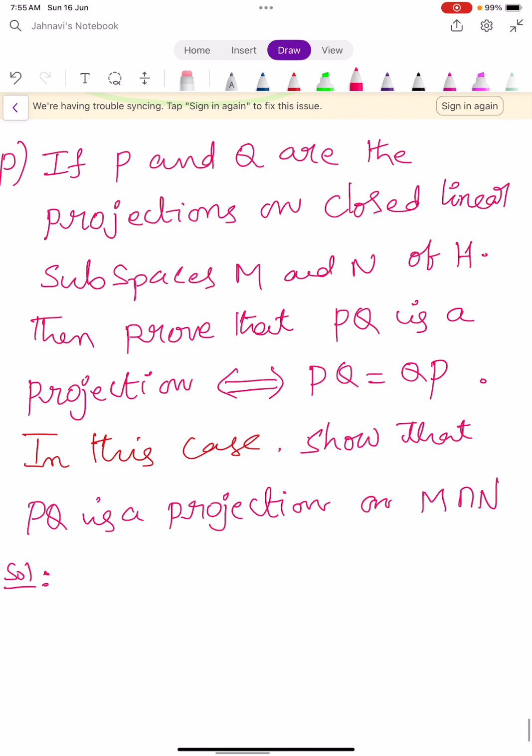In this video, we solve a problem that depends upon the previous theorem. If P and Q are the projections on closed linear subspaces M and N of H, then prove that PQ is a projection if and only if PQ equals QP. In this case, show that PQ is a projection on M intersection N. Okay, let us prove this statement.